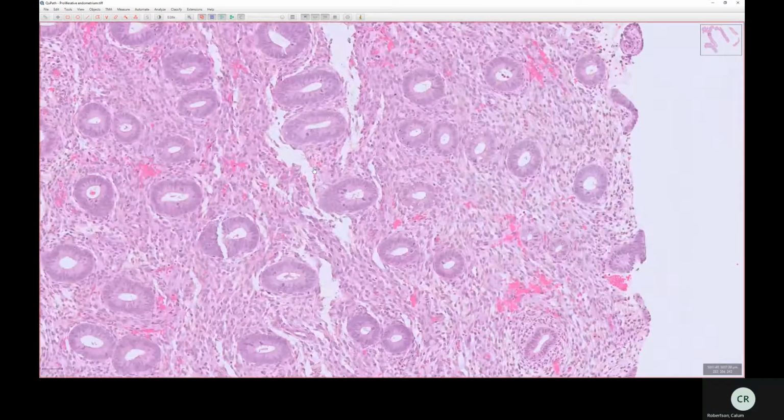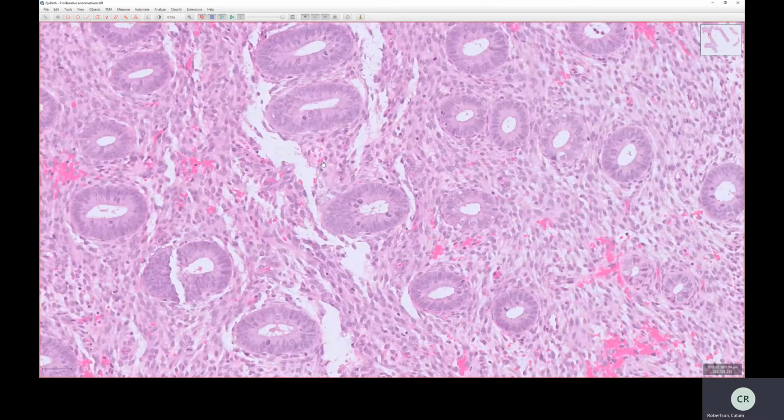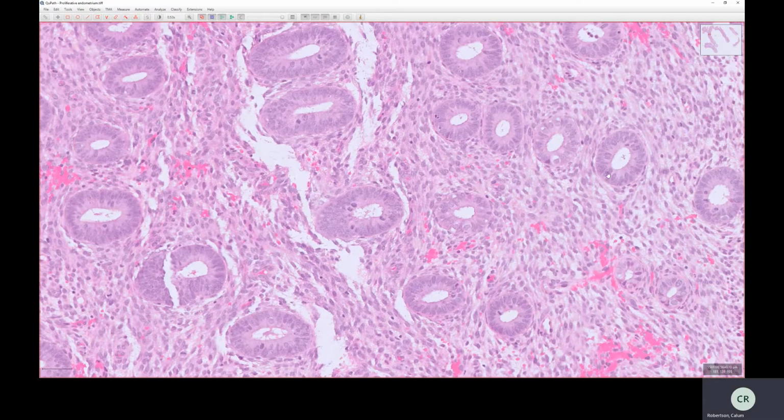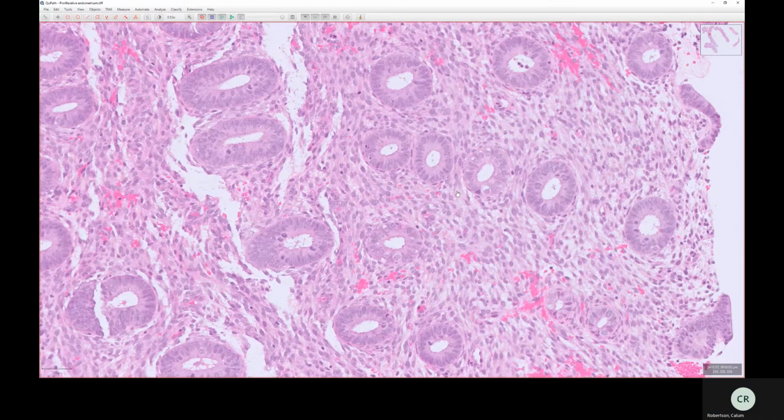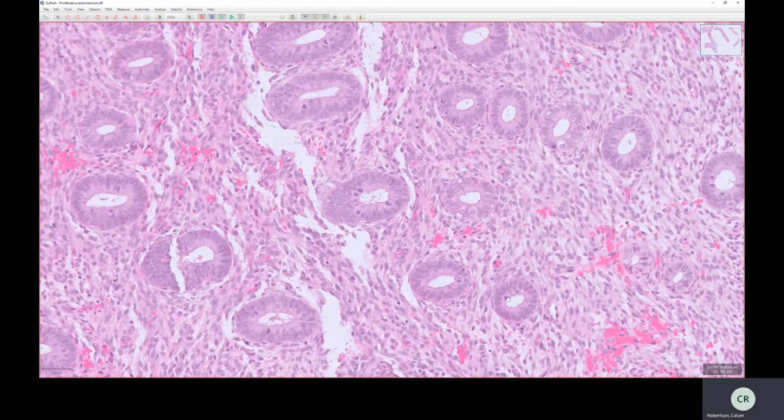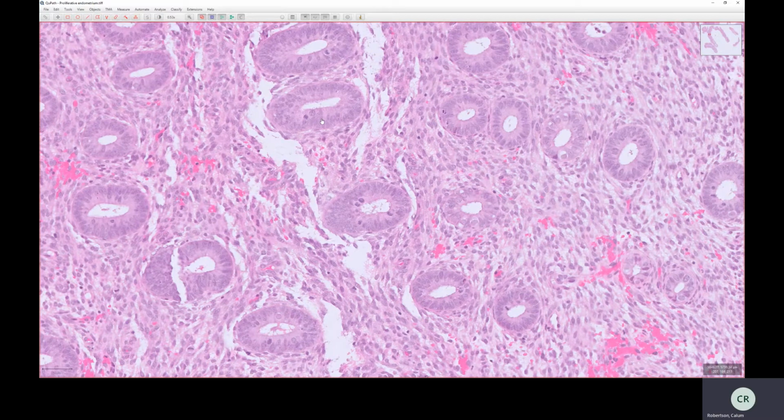Let's get high power. Yep, so this is a good field. Again, round tubules, all pretty much the same size and shape, made of epithelium with tall, elongated nuclei. And quite frequently, you can see here and here and here, if you remember our earlier video, we talked about mitotic figures. This is an area where mitotic figures are very diagnostically useful. So these are all mitotic figures.